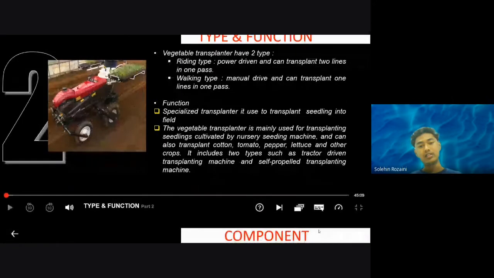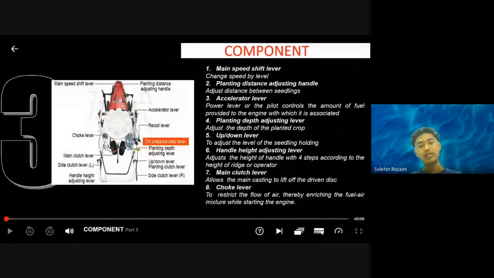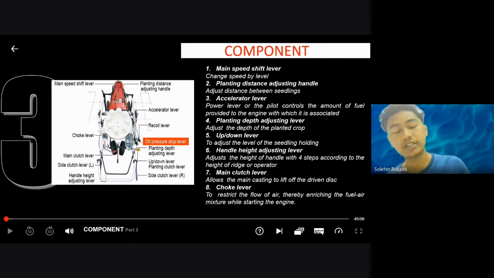Next is about the components that are on the vegetable transplanter. Okay, the first one we can see is the main speed shift lever. This one is to change speed by level, like level one, whatever speed we need.